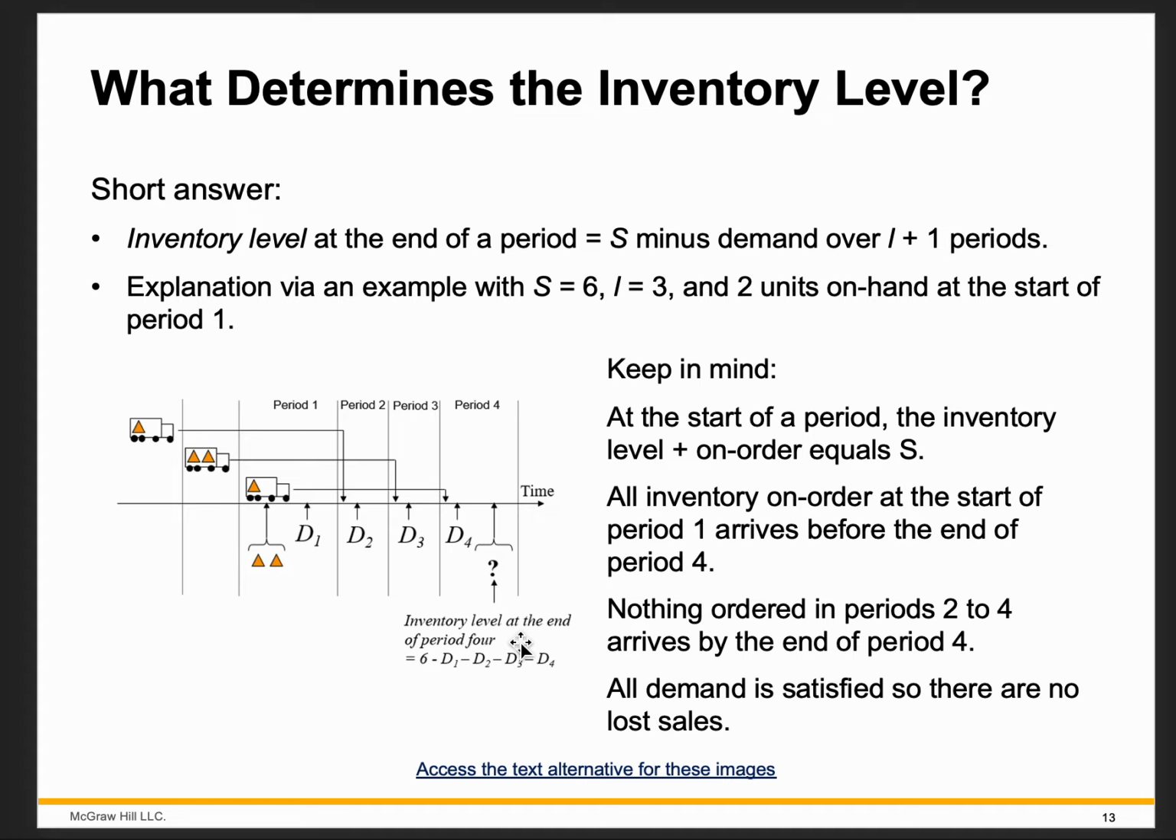Why is this important? This is important because it tells us that we are not just going to look at single-period demand. D1, D2, D3, D4, these are single-period demands. What we actually need to know is the demand distribution for the previous L plus 1 periods. Once I have that, I'm always going to subtract it from my order-up-to level to tell me what the inventory level is at the end of any period. All right, and that's the idea.